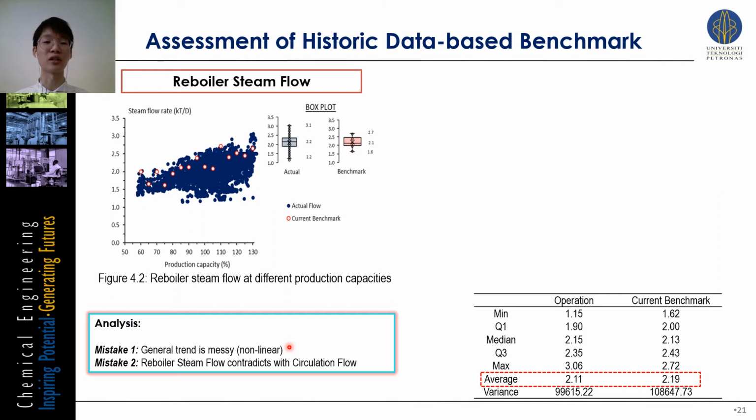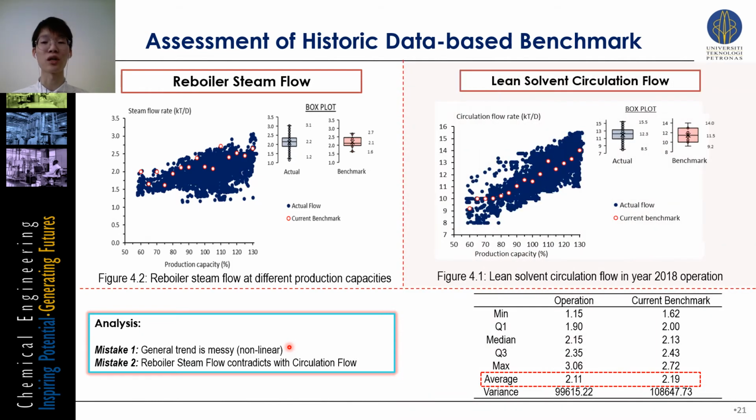Earlier, I mentioned that the reboiler steam flow has a linear relationship with the circulation flow. So right now, why don't we make a comparison? So here I pulled out the lean solvent circulation flow, and it is determined that there is a mistake too, for which the reboiler steam flow contradicts with the circulation flow. How so? Let us see.